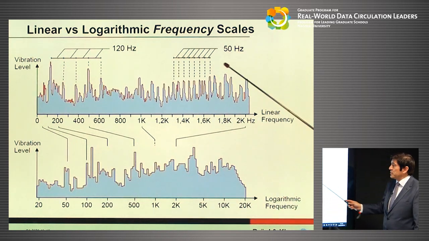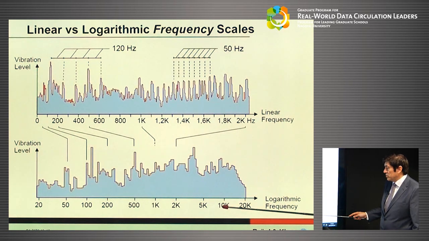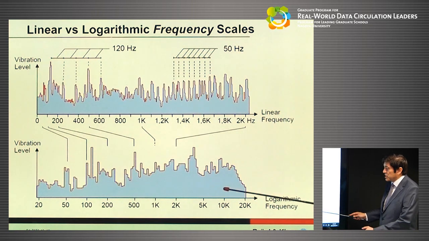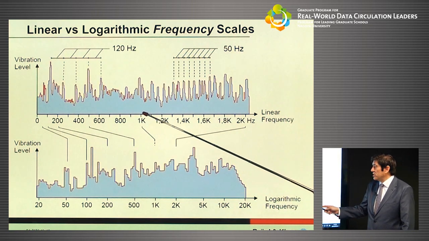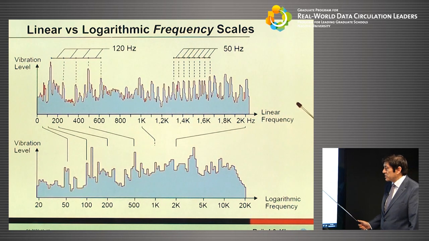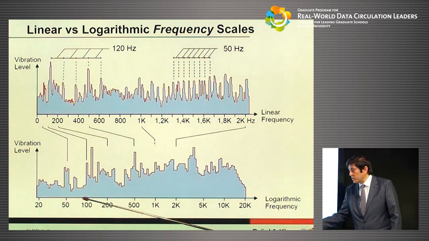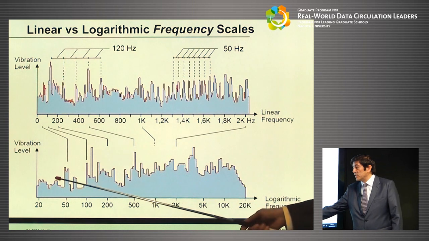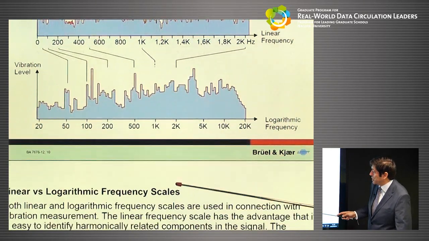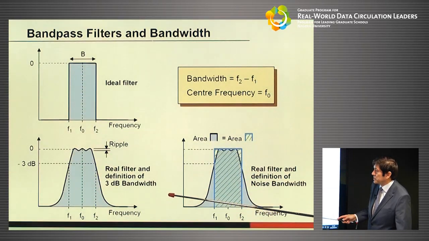On the other hand, higher frequency content is shrunk. You see, for instance, 10 kilohertz to 20 kilohertz is actually shrunk. Normally, it's covered over a long range in linear scale. So high frequency is shrunk, low frequency is expanded, so we can better examine low frequency content in logarithmic scale. That's the main advantage of using logarithmic scale.